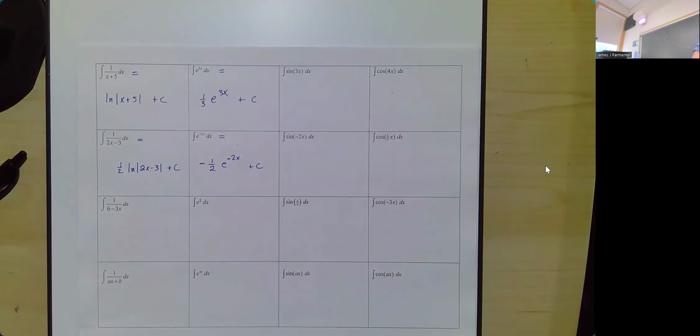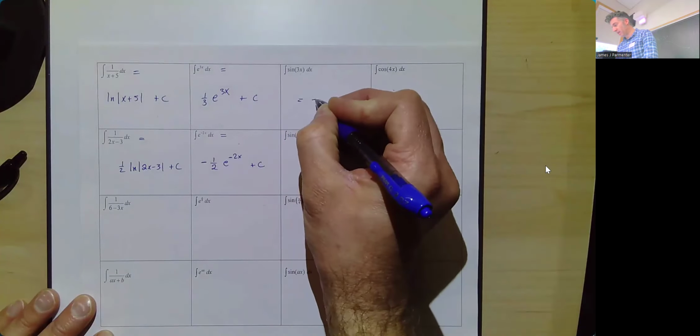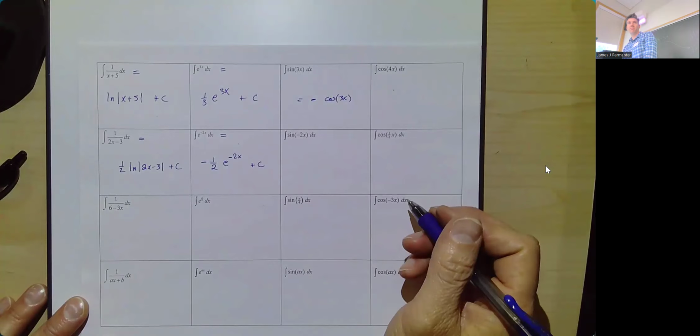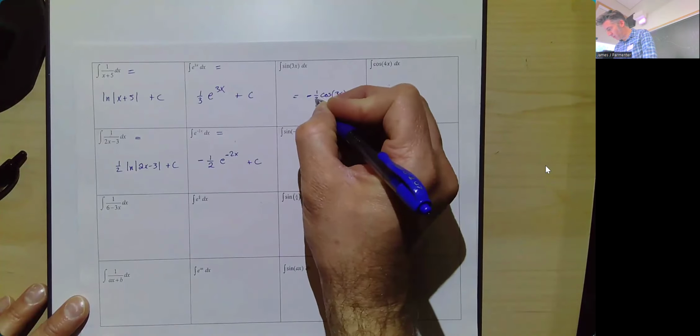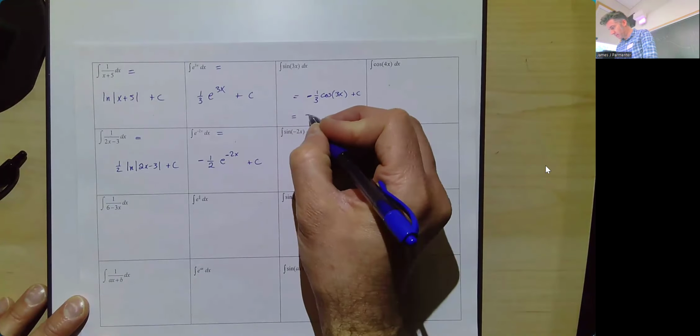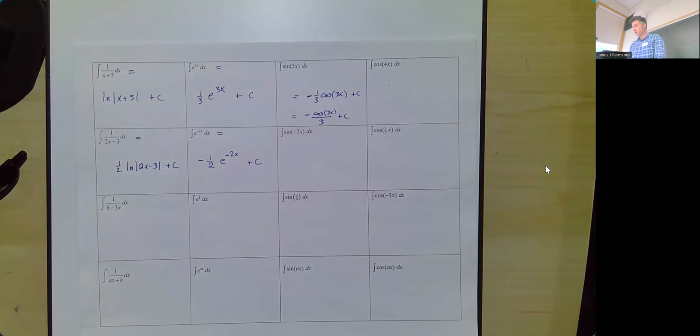What's the antiderivative of sine of x? Was it positive or negative? That's the derivative. Negative. The antiderivative of sine of x is negative cosine of x. So the antiderivative of sine of 3x is negative cosine of 3x. What do we need to divide by? Right, or multiply by 1/3. You can write it either way. You can write it as negative 1/3 cosine of 3x, or you can write it as negative cosine of 3x divided by 3. Either way is fine.